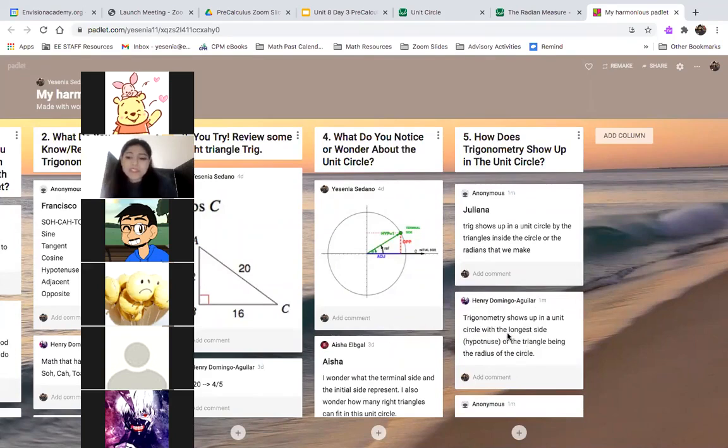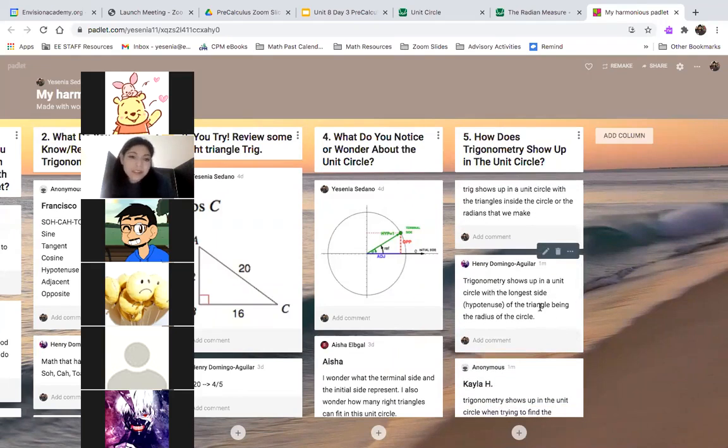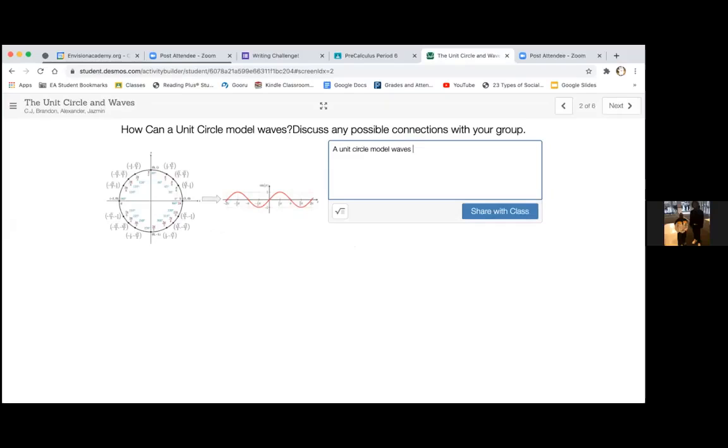I like it just because it's mentioning something about a hypotenuse. Let's see what this is, Henry's answer. So trigonometry shows up in the unit circle with the longest side, the hypotenuse of the triangle, being the radius of the circle. That's deep. That's interesting. That's actually getting even, I didn't get it.